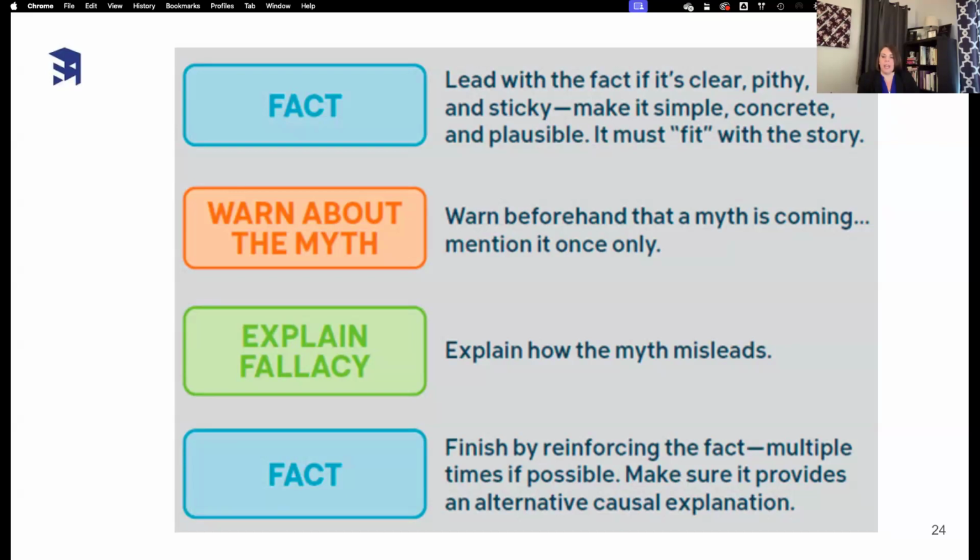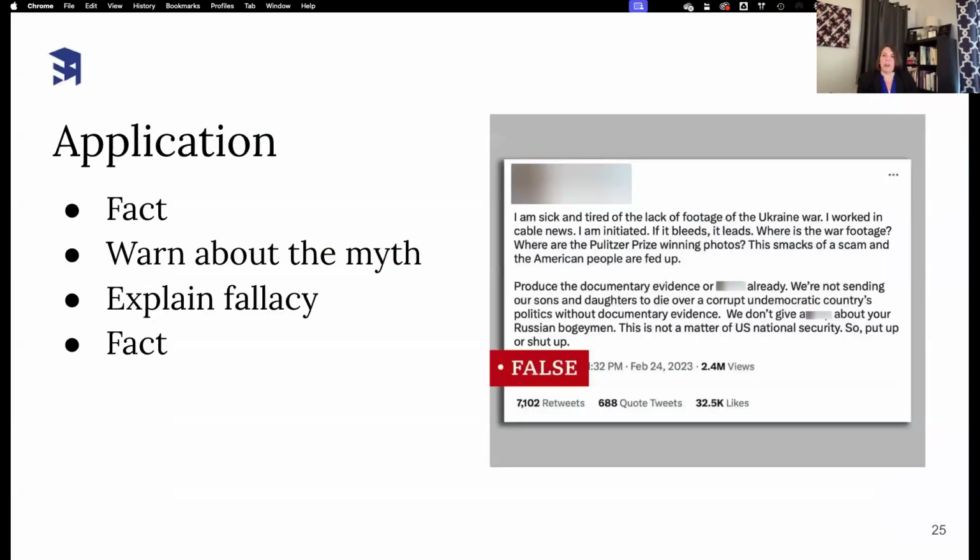And then finally, we have fact. This is where we restate the fact again so that the fact is the last thing people process. So as you can see, this can work in an online setting, but also if students were talking with a family member or friend who was verbally discussing misinformation, they'd be able to apply this in that context as well. So I want to show you how somebody could respond to this sort of tweet using the debunking strategy.